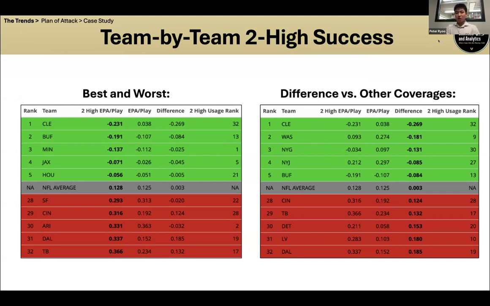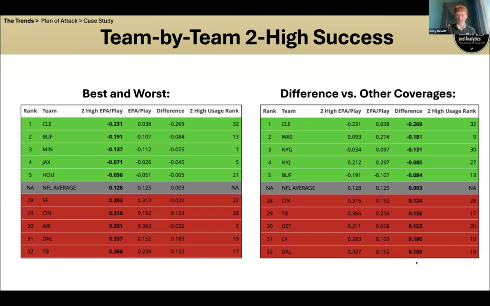As you can see on the right, it says difference. The difference is how much EPA per play drops when using other coverages. And you can see that the Browns have the best 2i usage, and they are the biggest risers when it comes to using 2i. So if they used 2i a lot more often, they would possibly have had a more successful season.